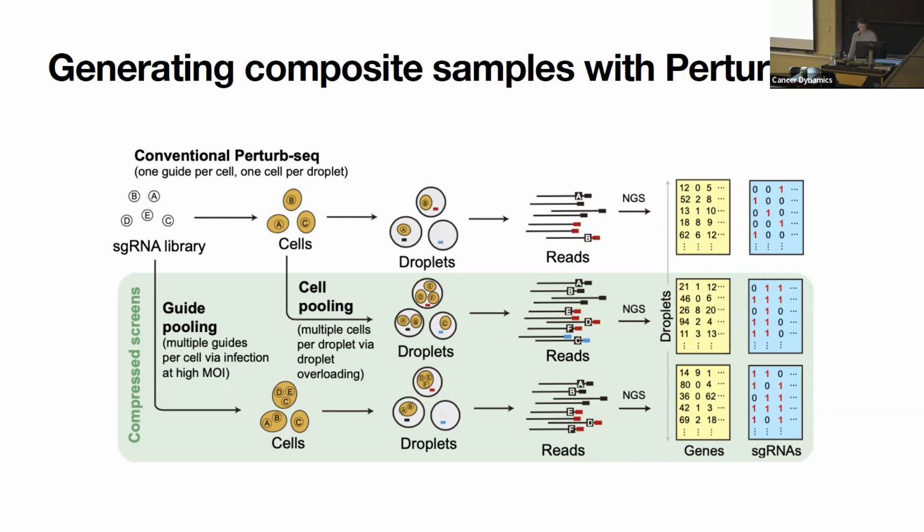Later, we're going to decompress them. The second method that we came up with for generating composite samples involves guide pooling. Again, we start with the same guide RNA library, but now we infect the cells at high MOI, so every cell ends up with multiple genes perturbed. You can think about the transcriptional state of that cell as being a composite outcome of each of the individual perturbations.